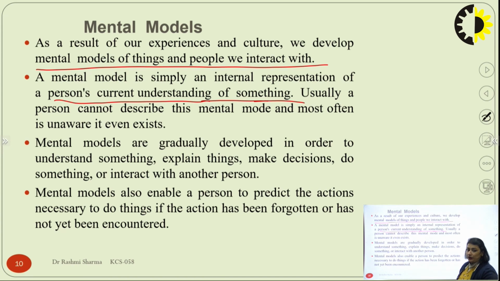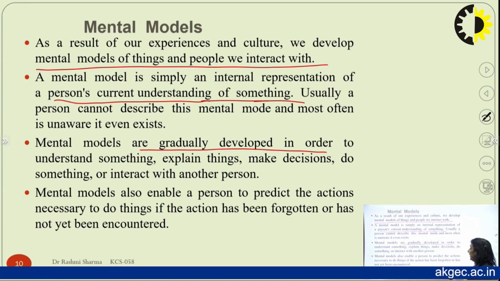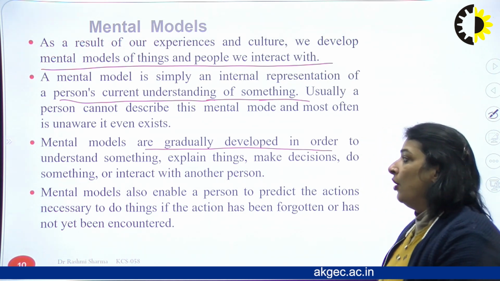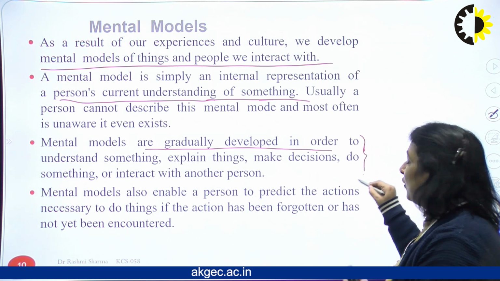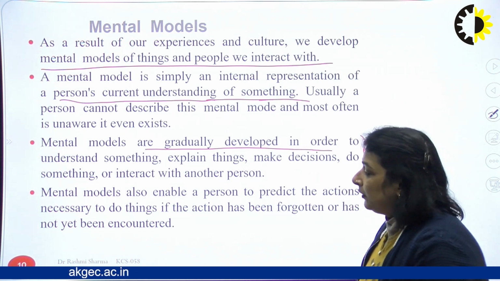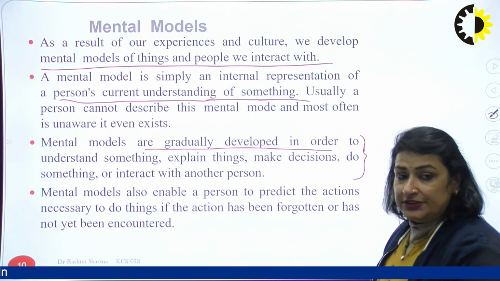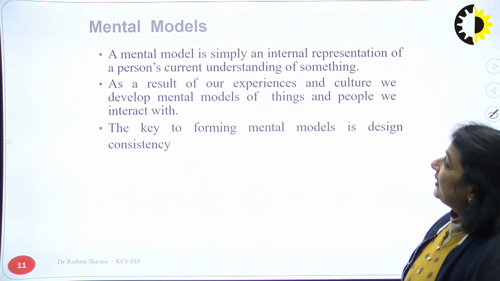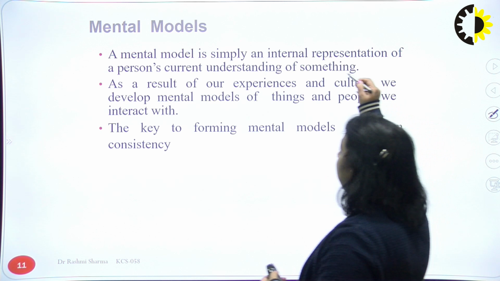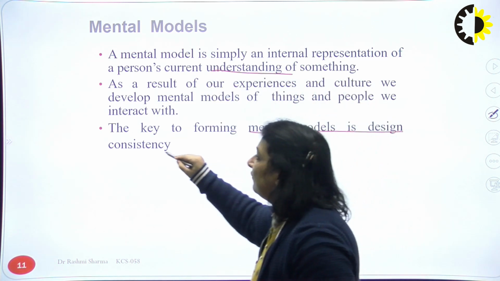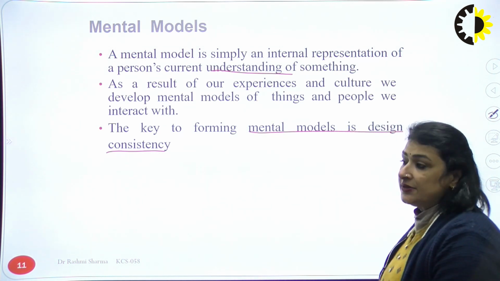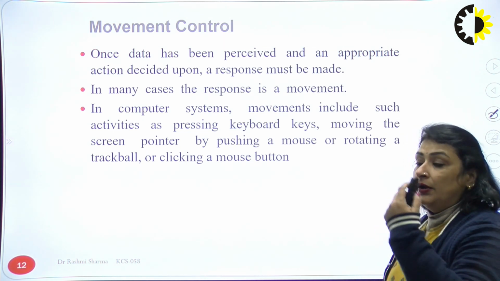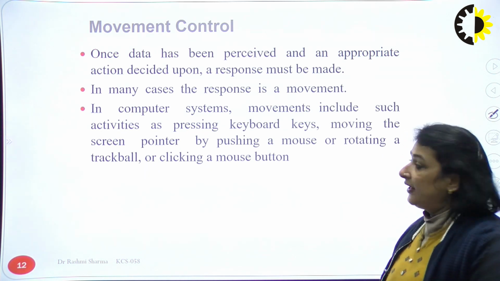Similarly it would be different in the programming field also. A person cannot describe their mental model and most often is unaware it even exists. Mental models are gradually developed in our understanding, to explain things, make decisions, do something, or interact with another person. We always interact with some person with a mental mindset. Mental models also enable a person to predict the actions necessary to do things, even if the action has been forgotten or not yet encountered. So a mental model is simply an internal representation of a person's current understanding and experiences. So the key is you should have consistency in that particular design. If the user has a specific mental model, then he comes with that particular perception or mindset, and that mindset has to be fulfilled.